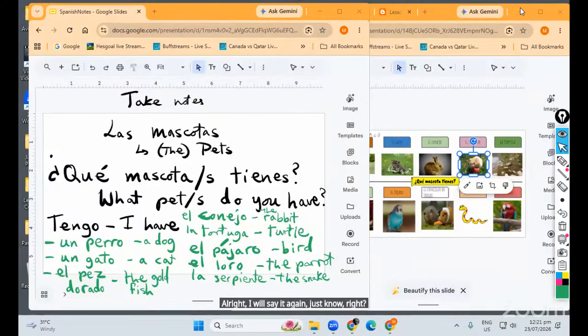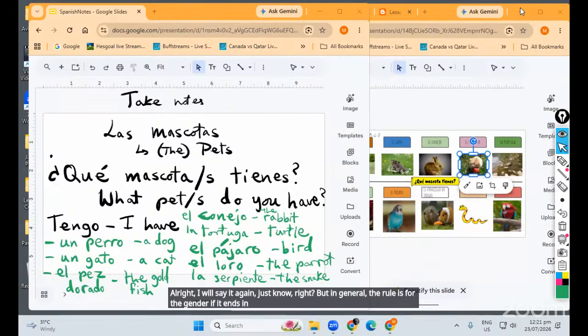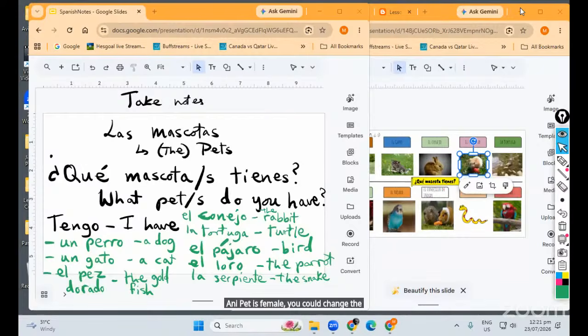But in general, the rule for the gender is, if it ends in an O and the pet is female, you could change the O to A to reflect that. If it ends in an E, it doesn't change.